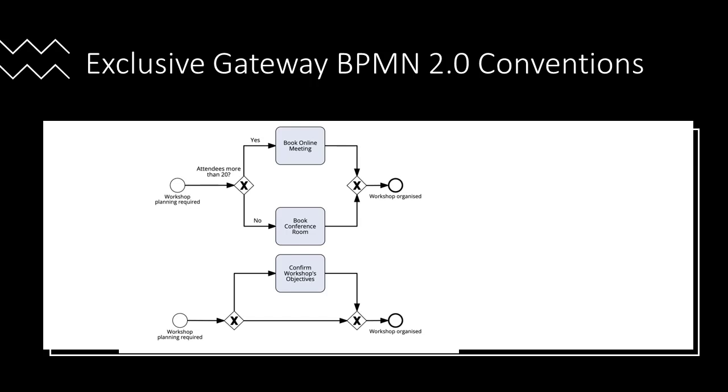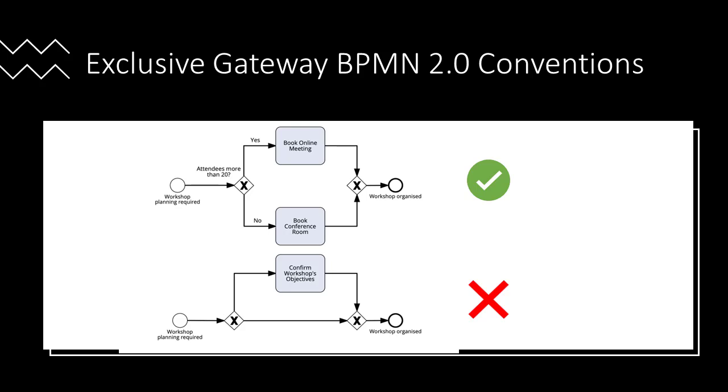In this video, I would like to discuss some best practices regarding gateways. In this example, can you guess which of the two processes uses the exclusive gateway incorrectly and why? Feel free to pause the video to have a good look. It is the second process which does not follow the rules of BPMN 2.0.